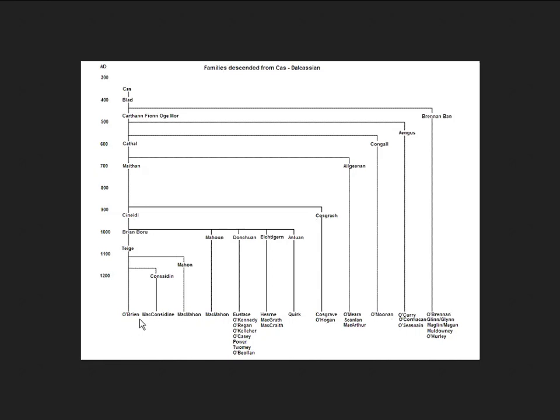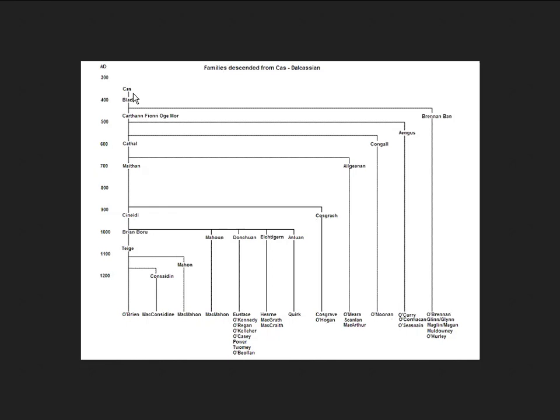So according to the Annals, O'Brien, Considine, McMahon, Eustace, Kennedy, McGrath, Quirk, and all those other surnames have a common ancestor somewhere in the first millennium AD. So you would expect them to have similar Y-DNA signatures if the Annals are correct. And we have actually found that there is a mutation, the L226 mutation, which seems to come from Cas and is shared by many, many of the descendants with the traditional Dalcassian surnames.